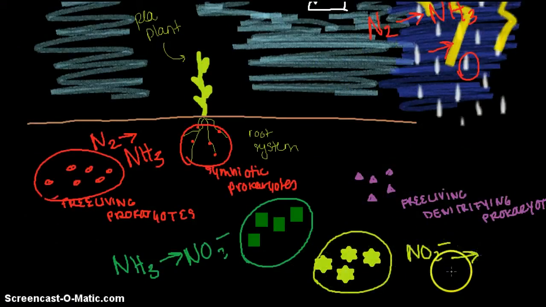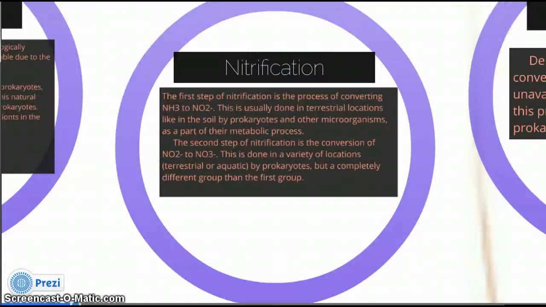Now as described here, there is a second step to nitrification, and this is the process of converting NO2- into NO3-. This is done here by the second nitrification bacteria, and they're a completely different group, as you can see, than the first nitrification bacteria.